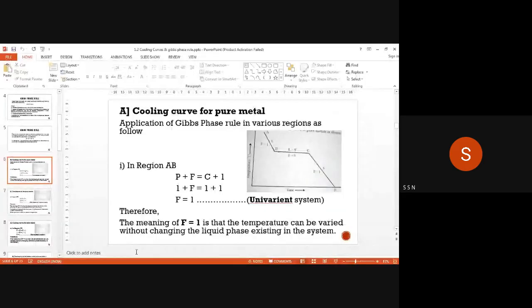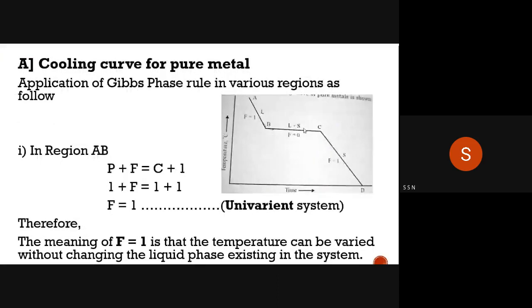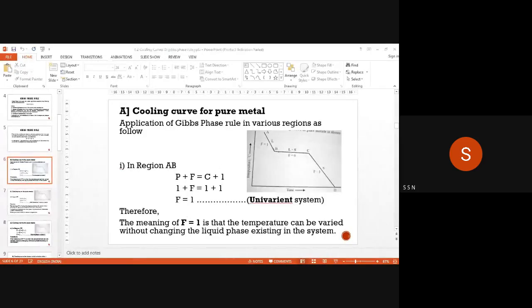On line B to C, there are two phases, liquid plus solid, and the temperature is constant here. That means F is equal to 0. The degree of freedom for this B to C line is 0. You cannot vary anything, either temperature or concentration, while keeping those phases, liquid plus solid.